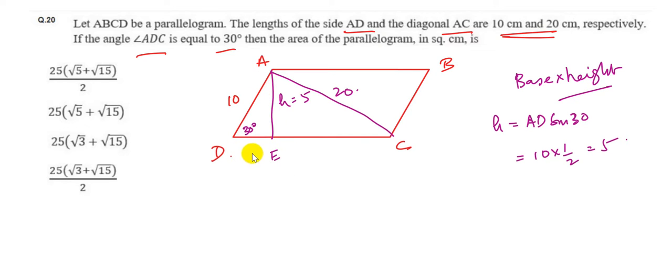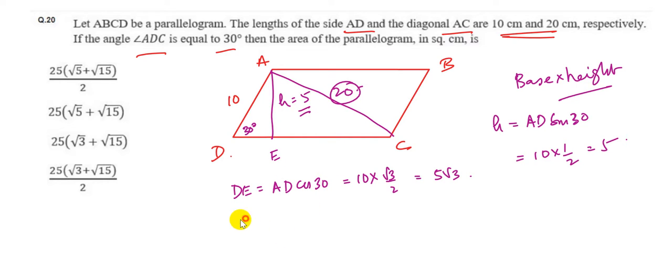So DE will be AD cos 30, which is 10 into root 3 by 2, and this would be equal to 5 root 3. And we know AC is 20 and AE is 5, so CE would be 20 square minus 5 square, square root of that, which is square root of 375. That's 25 into 15, which is 5 root 15.